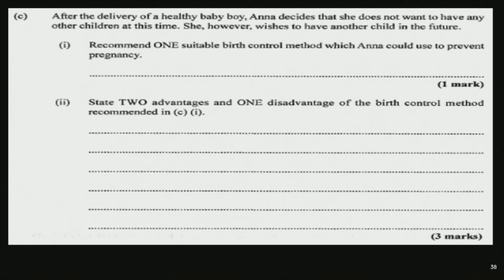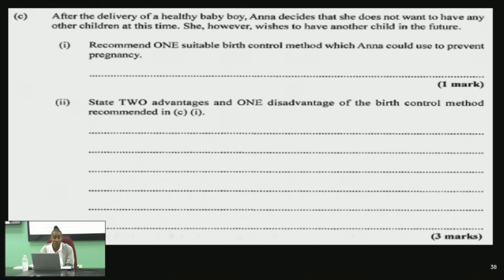All right, so it says, after the delivery of the healthy baby boy, Anna decides that she does not want to have any other children at this time. She, however, wishes to have another child in the future. It says, recommend one suitable birth control method which Anna could use to prevent pregnancy. A suitable birth control method would have been her IUD. All right? She could also go on the daily pills, or get an injection which some mothers get every 3 months. All right.